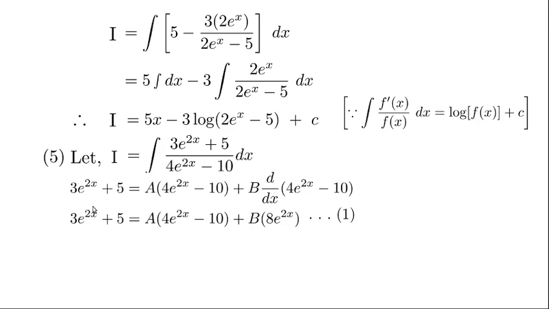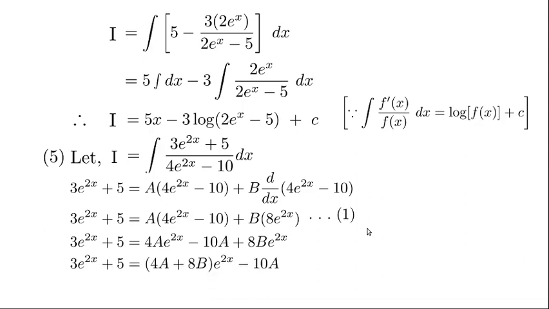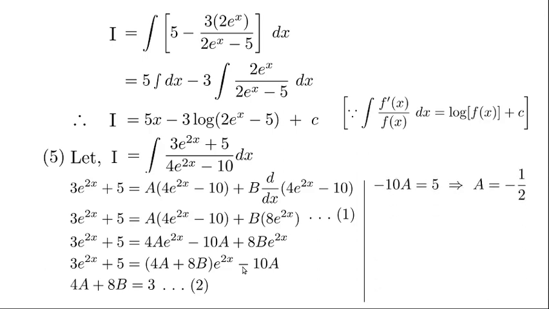So 3 e raised to 2x plus 5 equal to a times 4 e raised to 2x minus 10 plus b times 8 e raised to 2x. And open the bracket, collect the terms containing e raised to 2x, and what you find is 4a plus 8b equal to 3, that is equation 2. And non e raised to 2x term is this. So we get minus 10a equal to 5, therefore a equals minus half.